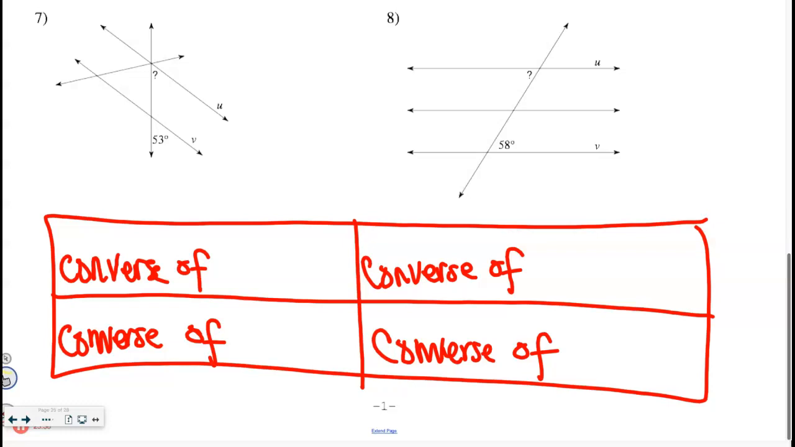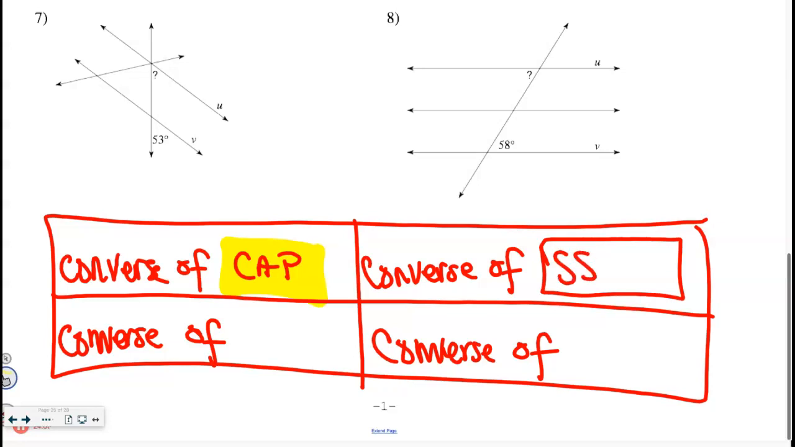We'll be writing "converse of" 16 times because there's 16 problems on here. For each one, you're going to choose whether it's the converse of the corresponding angle postulate. So go ahead and write CAP. I'll allow you to abbreviate it, just make sure you do so correctly. What's one of the other ones besides corresponding angles being the same? What other one could I get to be the same? Same side interior have to be supplementary, but we do have a same side interior angle theorem.